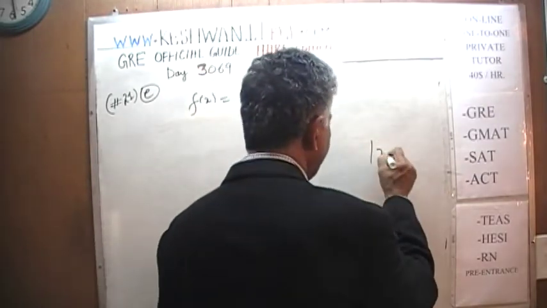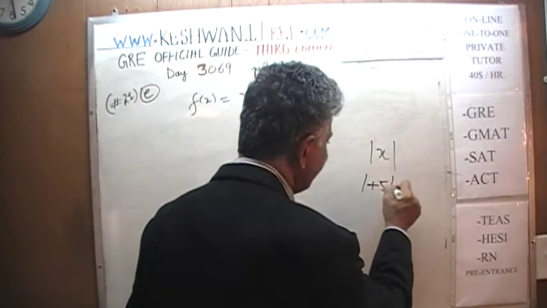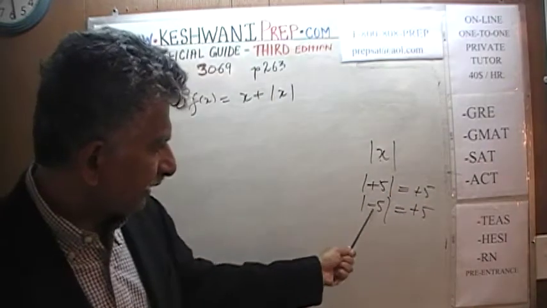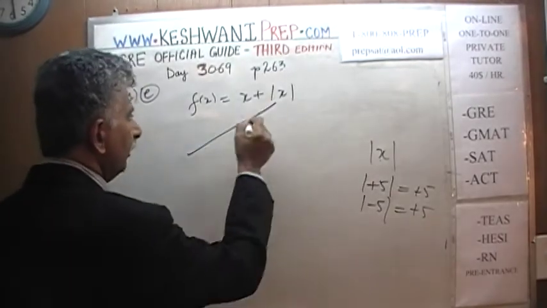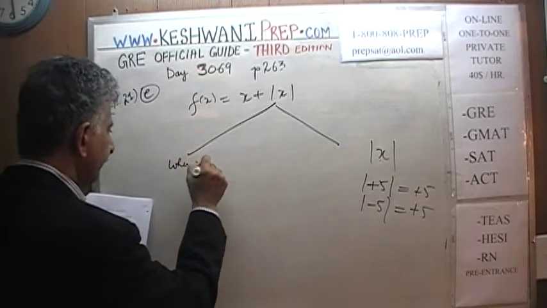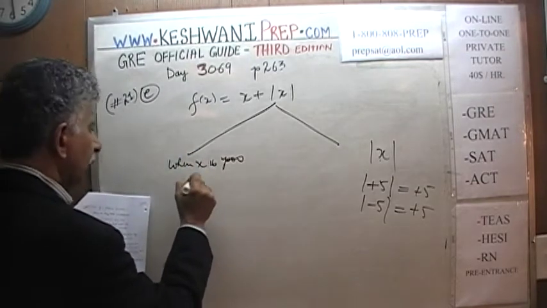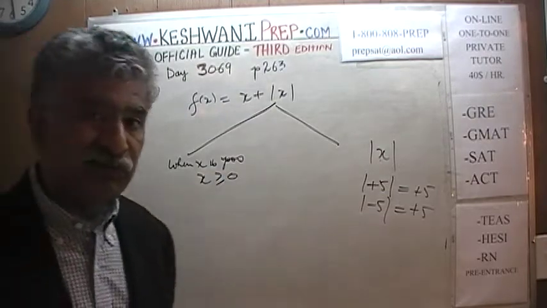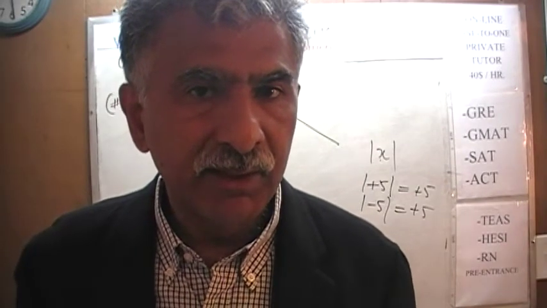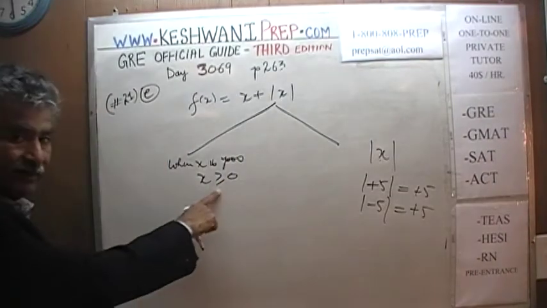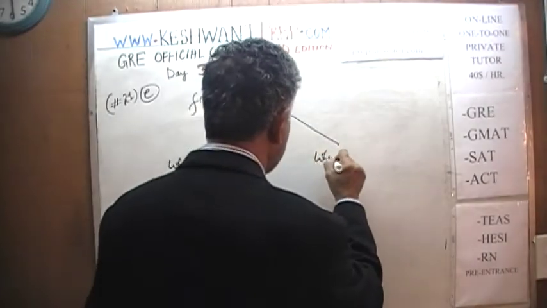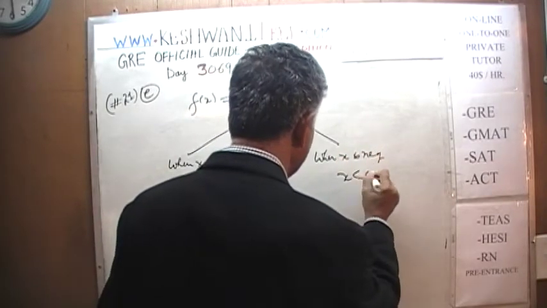Because that's why we have absolute values. If you're talking about absolute value of x, when x is positive 5, then it's just positive 5. But when x happens to be negative 5, well, it is still positive 5. That's where the complication comes in. So here you have to deal with two scenarios. When x is positive, or when x is greater than or equal to 0. Now again, strictly speaking, I shouldn't have said positive. The way mathematicians speak is when x is non-negative, because we're including 0 in it. By saying non-negative, we include 0 in it. And when x is negative, when x is less than 0.